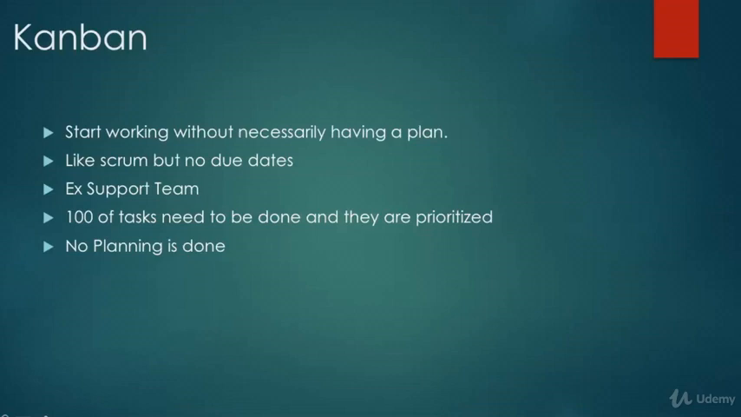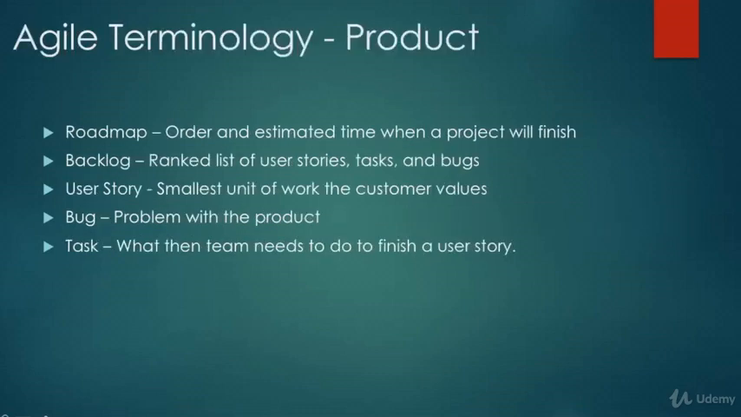So now I'm going to go a little bit into some of the terminology that you're going to see when you're using Agile and using Jira. The first term we're going to go over is a roadmap. It's a plan of action for how a product or solution will evolve over time.